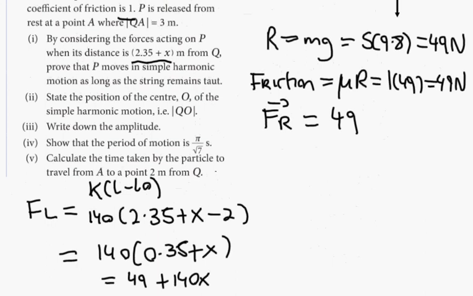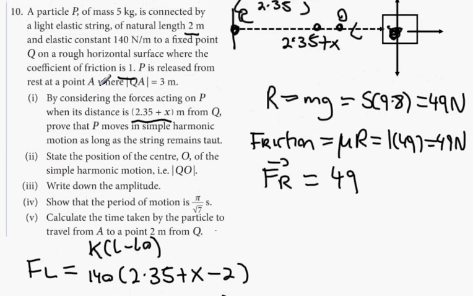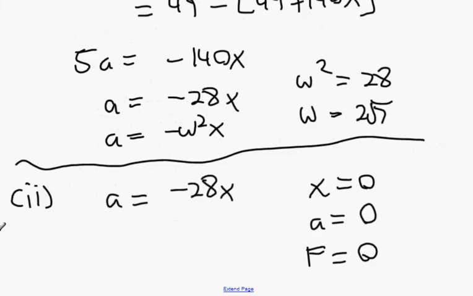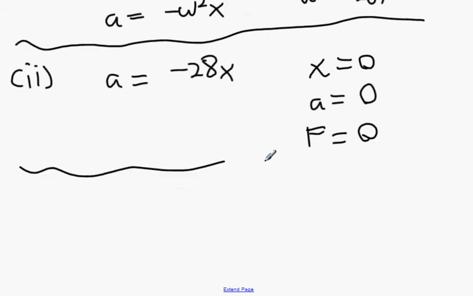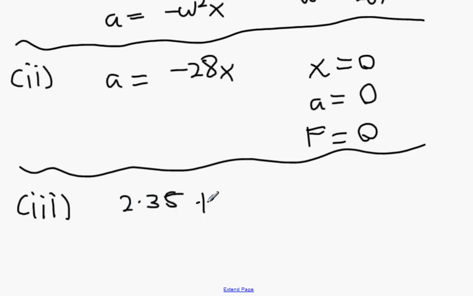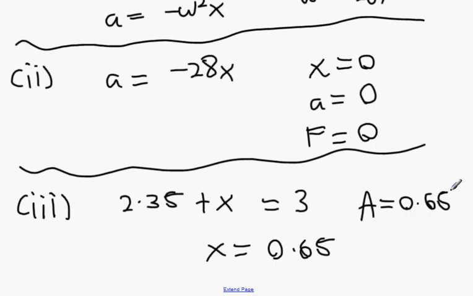Okay, part 3. Write down the amplitude of its motion. Once P is released from rest at point A, where QA equals 3, it's going to be 3 meters away in total. So 2.35 plus x, that's your equilibrium distance plus your extension to take it out of equilibrium, must equal 3. Therefore your extension, which is x, is 0.65. Amplitude therefore must be 0.65 because that's your starting off point.